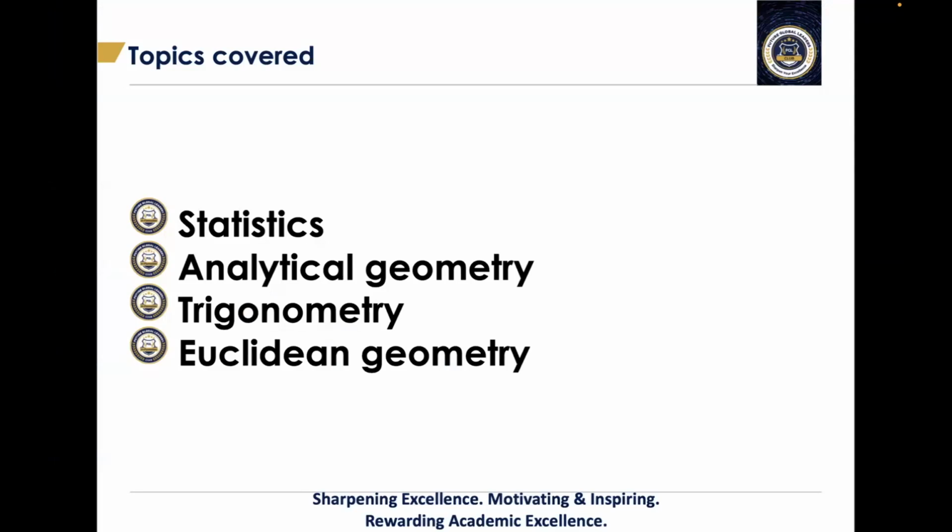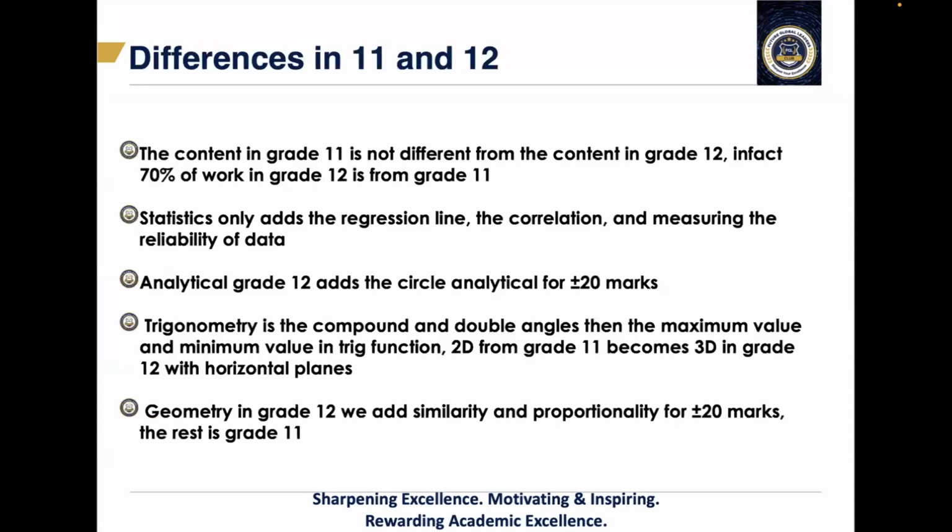The topics that are covered in grade 11 and 12 are statistics, analytical geometry, trigonometry, and Euclidean geometry. Next slide, please. Then out of the 4 topics that you're supposed to do, here is the difference between grade 11 and grade 12. The content that is in grade 11 is not different. This is what I said previously. It's not different from the content that is in grade 12. In fact, 70% of the work in grade 12 is from grade 11.